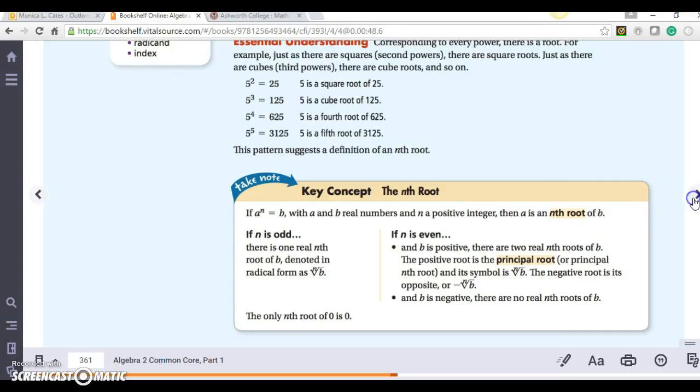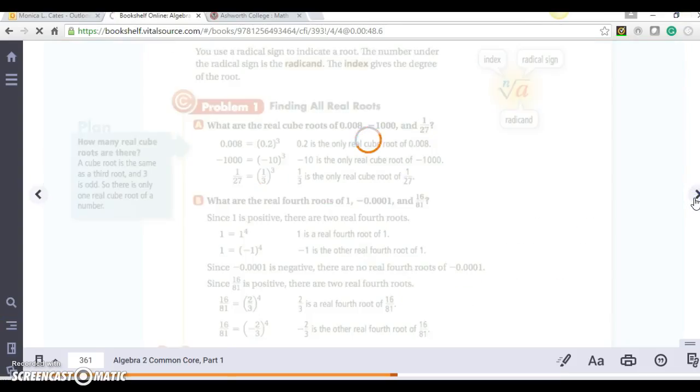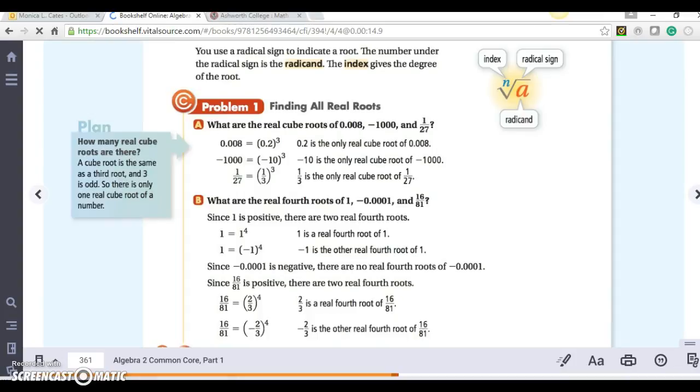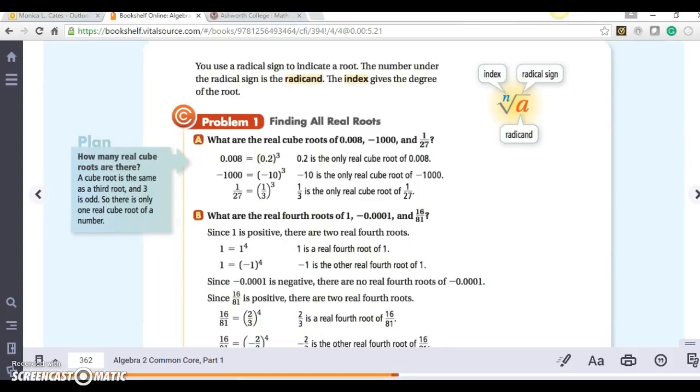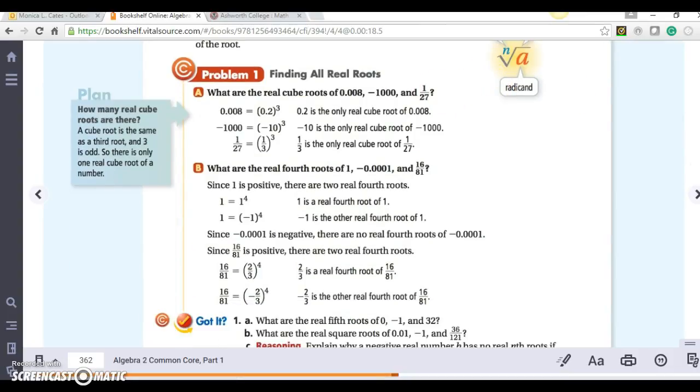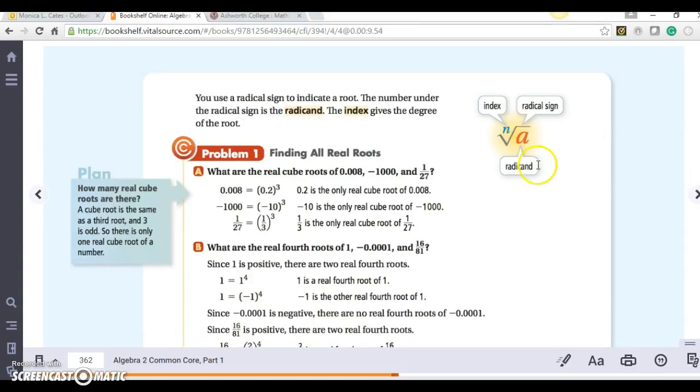Okay, so let's look at an example. You use a radical sign to indicate a root. The number under the radical is the radicand, and the index is the degree of the root. And this is the radical sign.